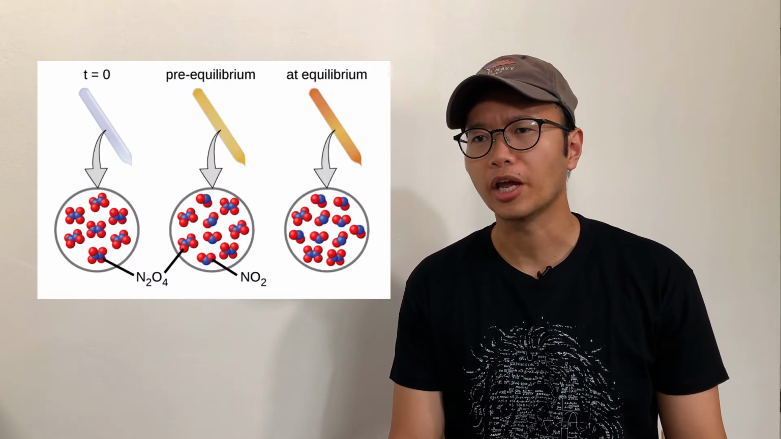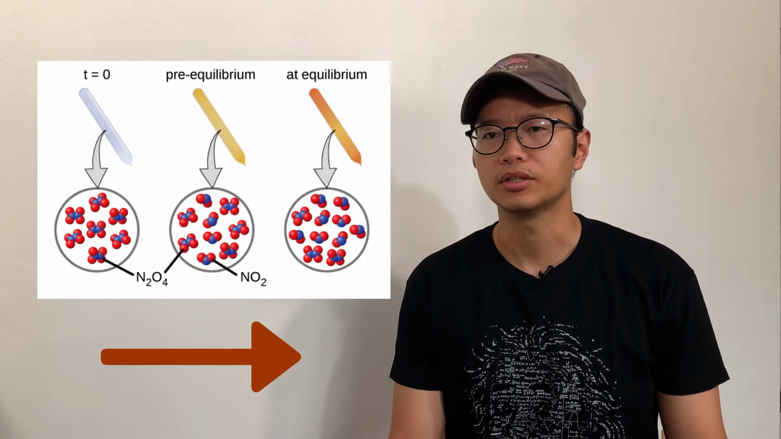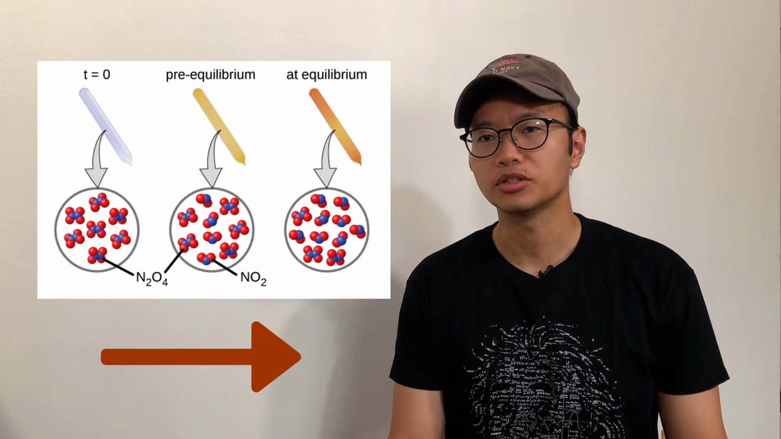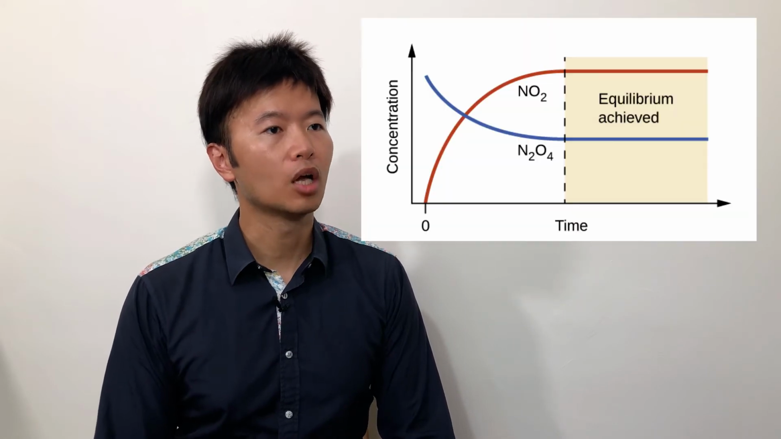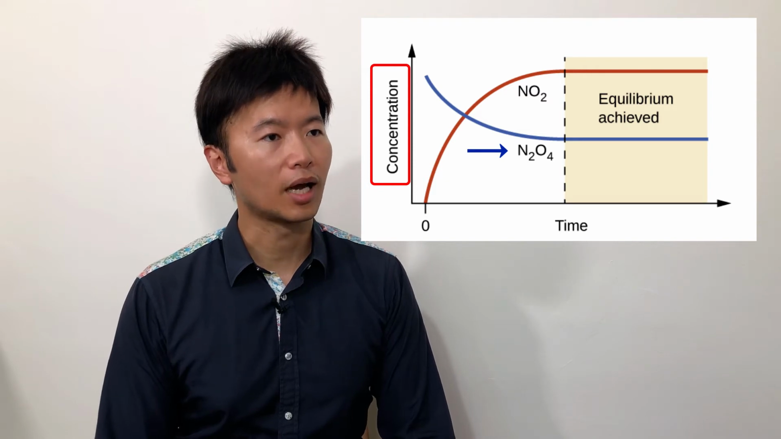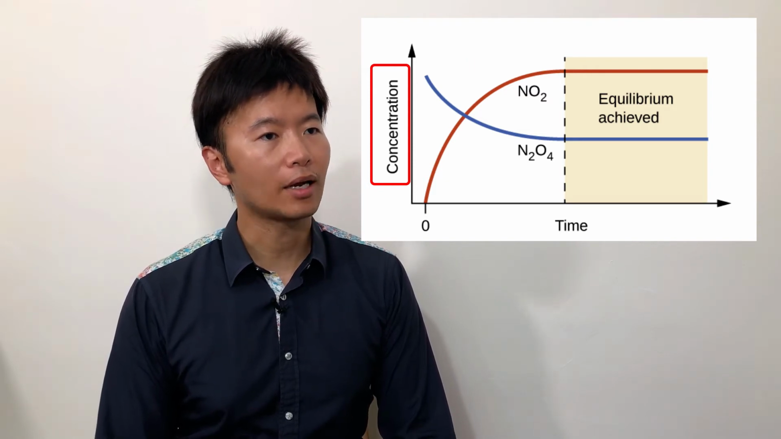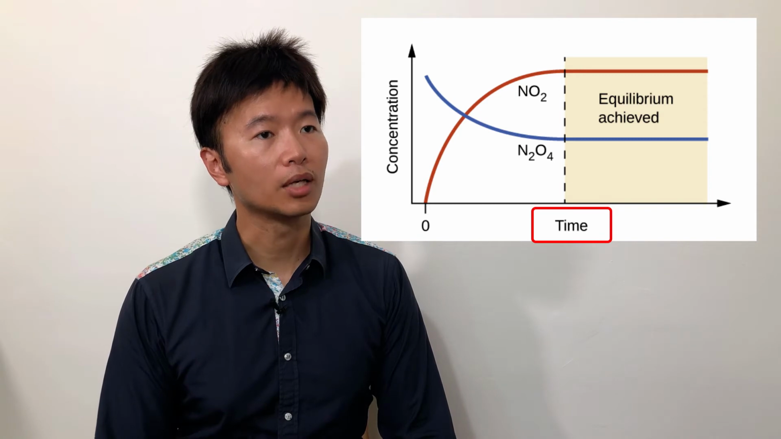I see that the brown color is getting darker and darker in the container. This suggests that dinitrogen tetroxide decomposes into nitrogen dioxide. Good observation and interpretation, Benjamin. At some point, we cannot observe the color change anymore. Let's imagine that we measure the concentration of dinitrogen tetroxide and nitrogen dioxide as a function of time.